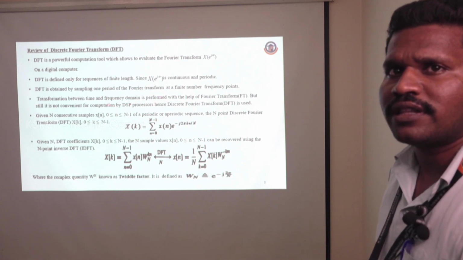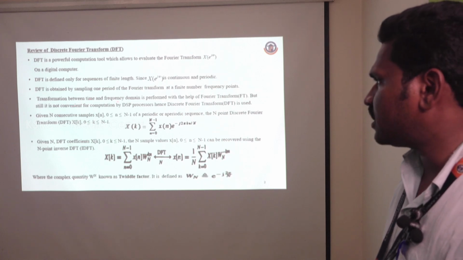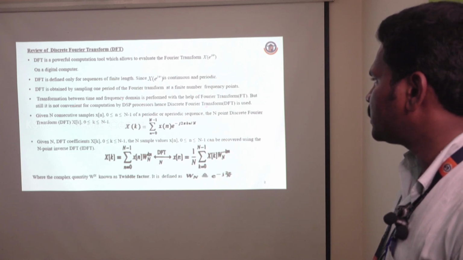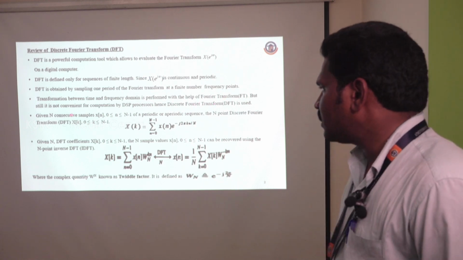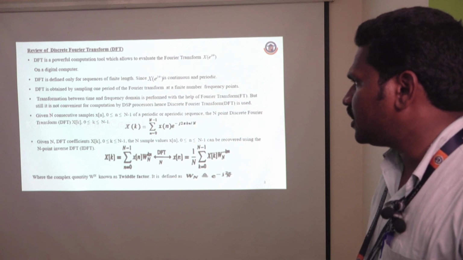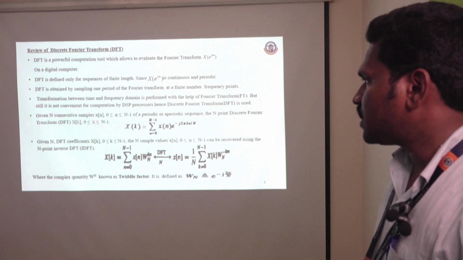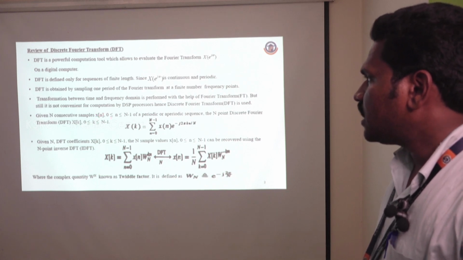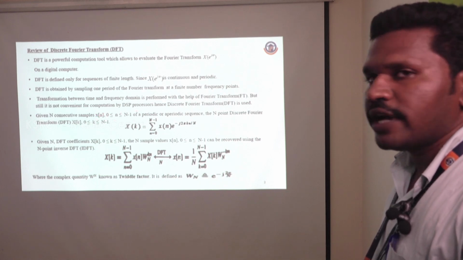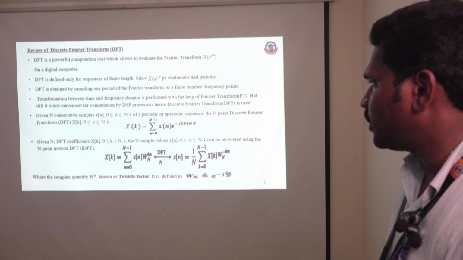But why do we go for the discrete Fourier transform? The Fourier transform is inconvenient for computation on a DSP processor. That's why we go for the DFT. Now we will take N samples. Here capital N stands for the number of samples, the number of consecutive samples of x of n, which is discrete, and n varies from 0 to N minus 1. So the total number of samples is N, therefore it varies from 0 to N minus 1.